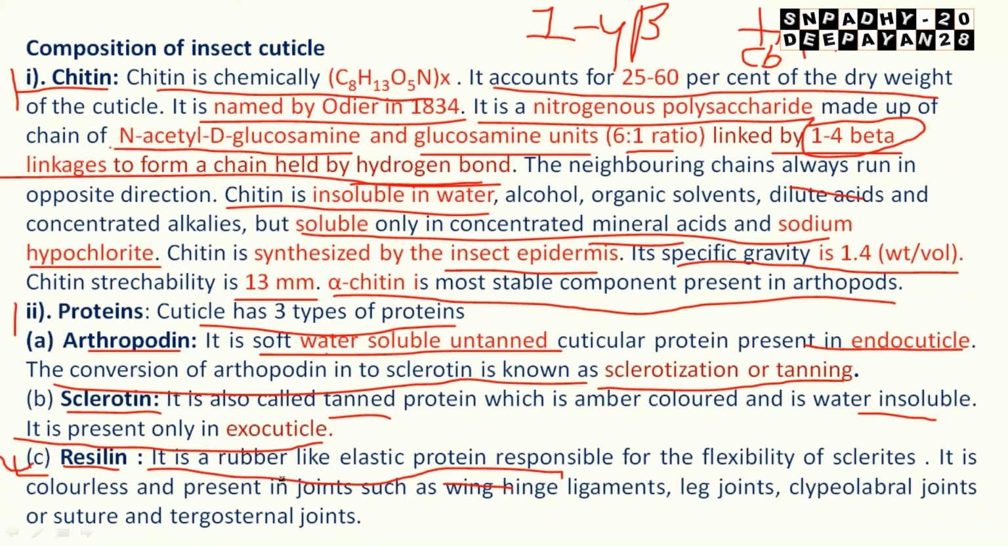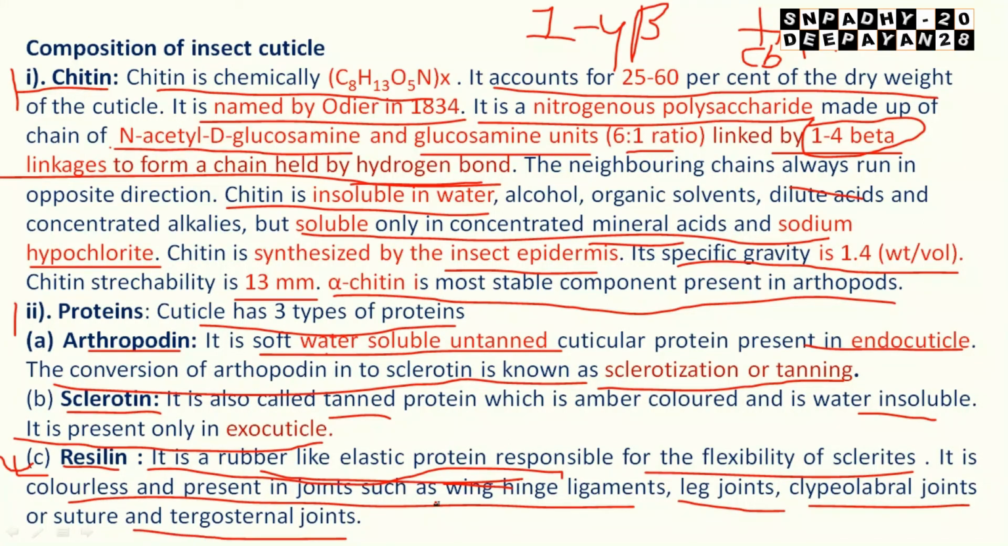Then come to resilin. We have not covered this one till now. It is a rubber-like elastic protein. That means its stretching ability is more, and it is responsible for the flexibility of the sclerites. It is colorless and present in joints such as wing ligaments, leg joints, clypeolabral joint in mouth part, or sutures in the tergosternal region. That means what?